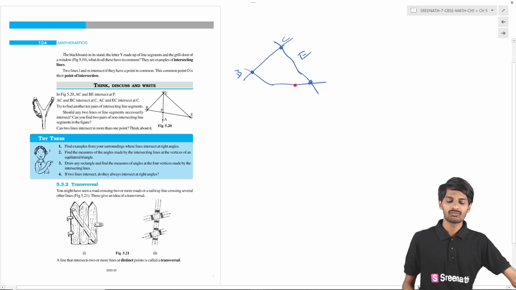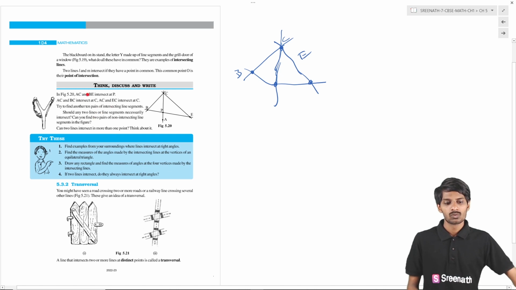Okay students, and if you see, these two are intersecting lines here, and these two are intersecting lines here. So we are getting so many intersecting lines and intersecting points here, students. Try to find another 10 pairs of intersecting line segments. In figure 5.20, AC and BE intersect at point P. That is the intersecting point, the common point.